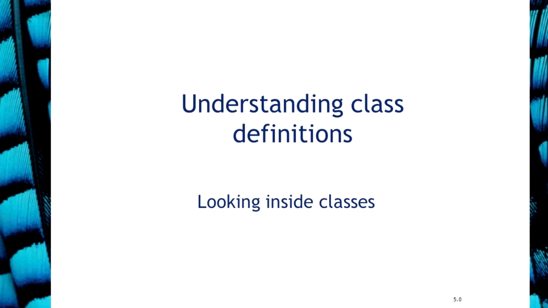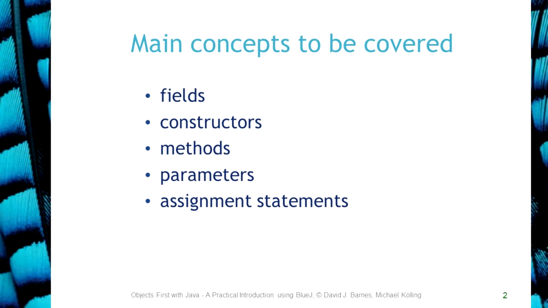In Chapter 2, we're going to talk about the following concepts. We're going to discuss fields, methods, constructors, parameters, and the assignment statement, as well as conditional statements. In this chapter, we take our first look at the source code of a class. We will discuss the basic elements of class definitions, such as fields, constructors, and methods.